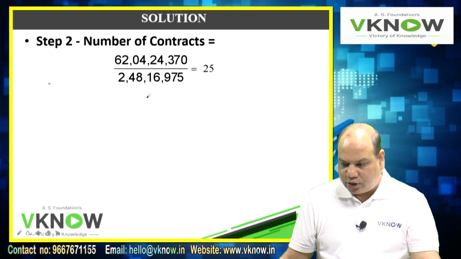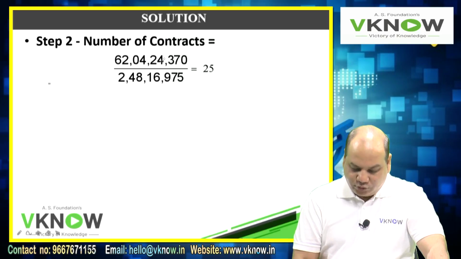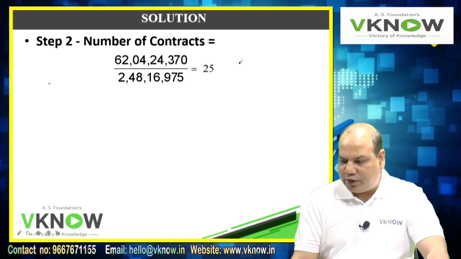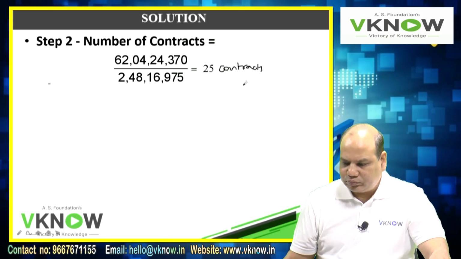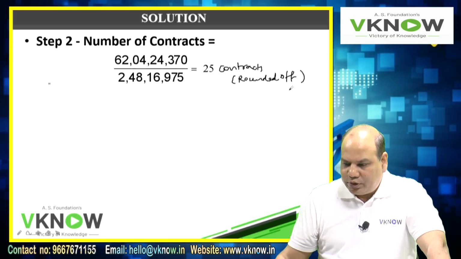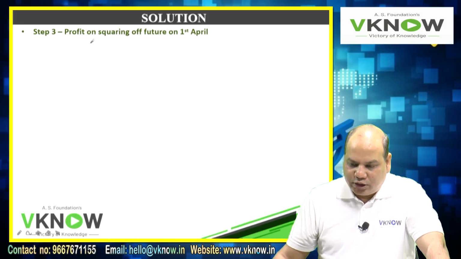So step 2, number of contracts. Type on your calculator 620424,370 and divide by 248,16,975. 24.999. So this is okay, 25 contracts. You can write rounded off because 0.0001 we are rounding off. Now use that number for calculating profit and calculating initial margin cost, interest on that.